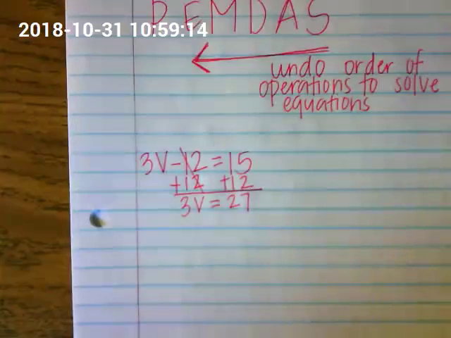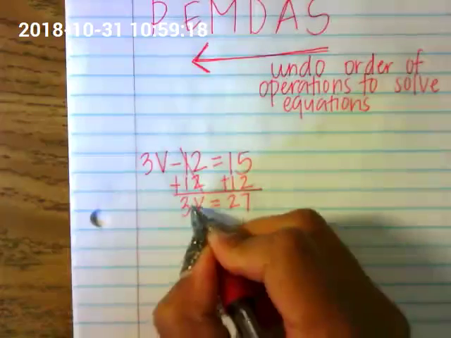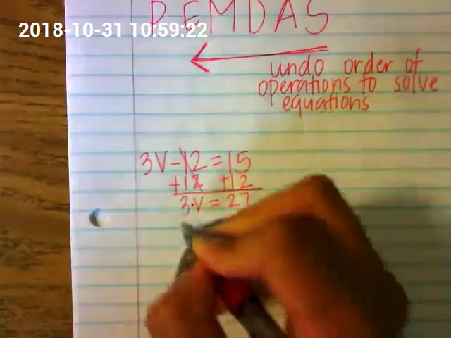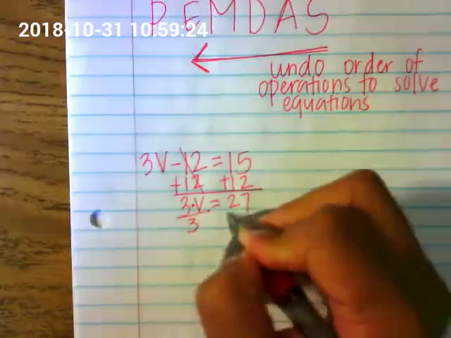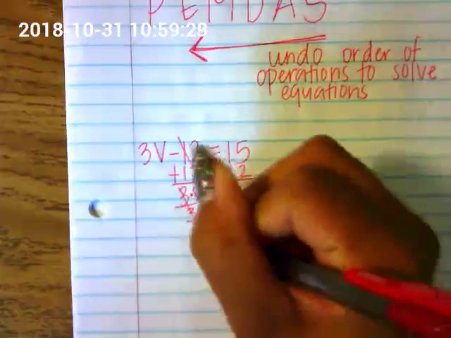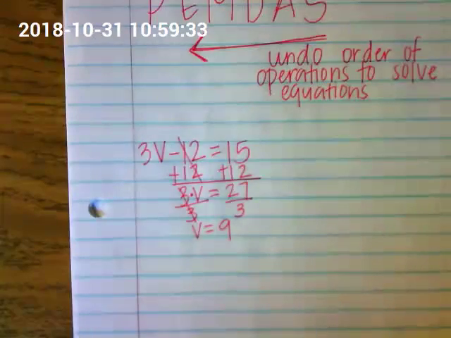Now what am I going to undo next? The multiplication of 3 times v. And what is the opposite of multiplication? So divide by 3 on both sides. And we're left with v is equal to, perfect.